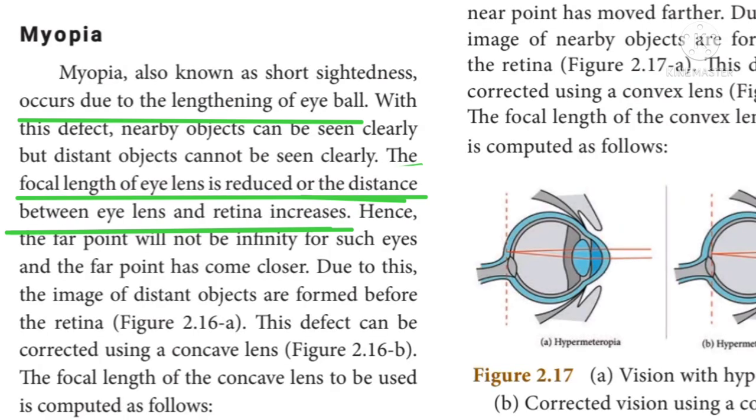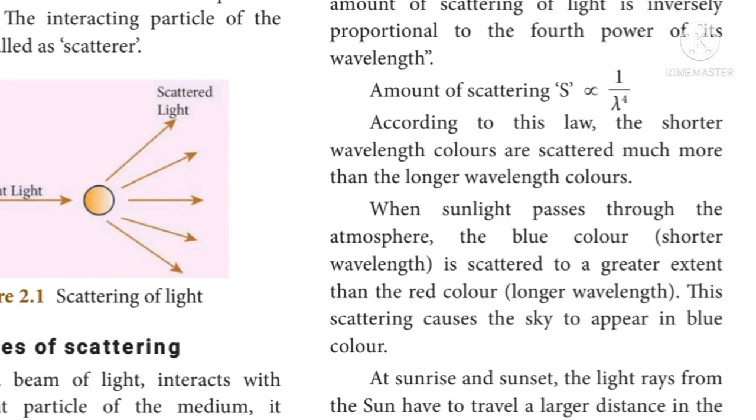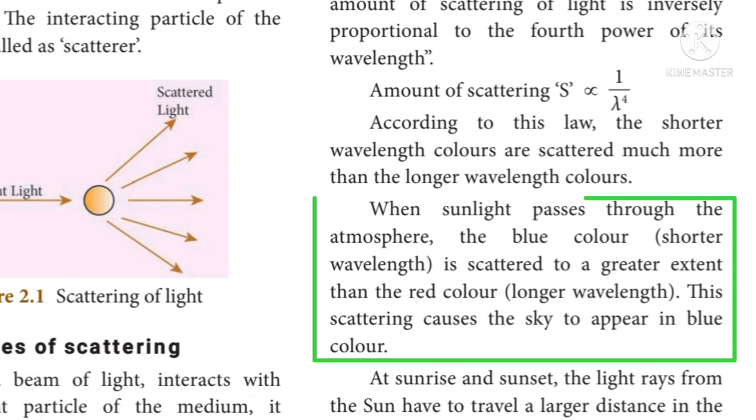Ninth question, why does the sky appear blue in color? It is in page number 18. When sunlight passes through the atmosphere, the blue color is scattered to a greater extent than the red color. This scattering causes the sky to appear blue in color.